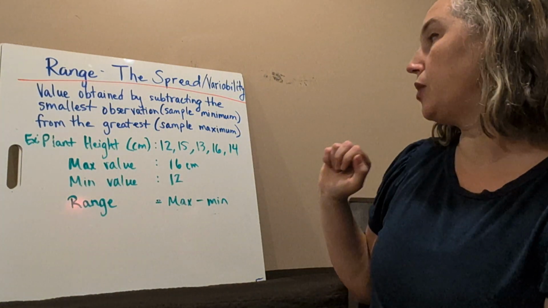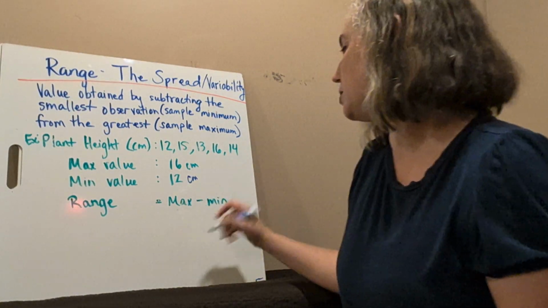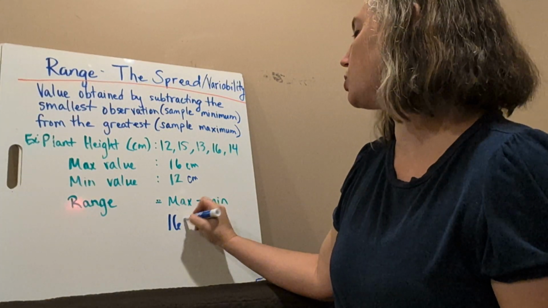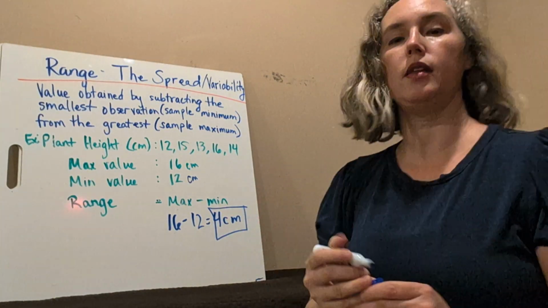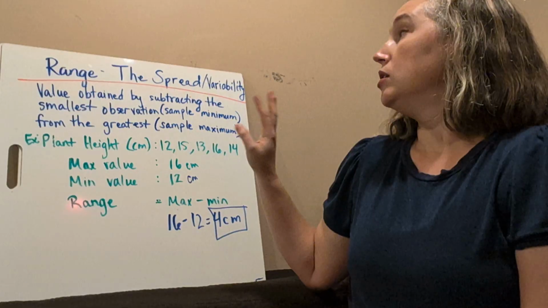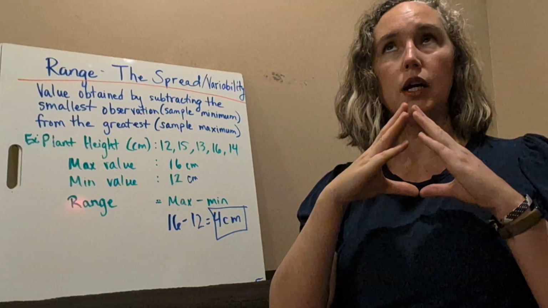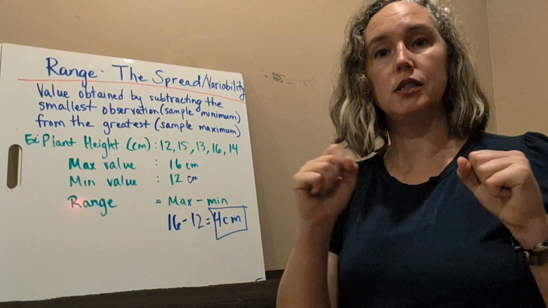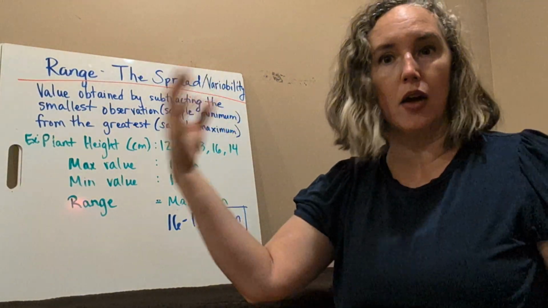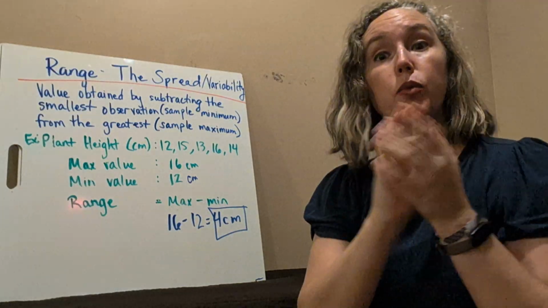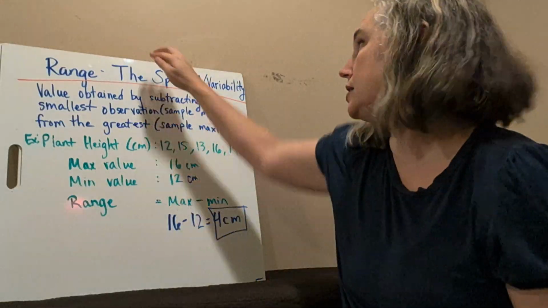If this is our same data set we had before, our max value is 16 centimeters, our min value is 12 centimeters. 16 minus 12 is 4 centimeters. That is our range. Range is simple, but it's important to help us realize how precise our information is, and if our data is highly variable, we can try and think about why. Or if the range is very small, then we have a high level of precision, and perhaps we can have greater confidence in that data.